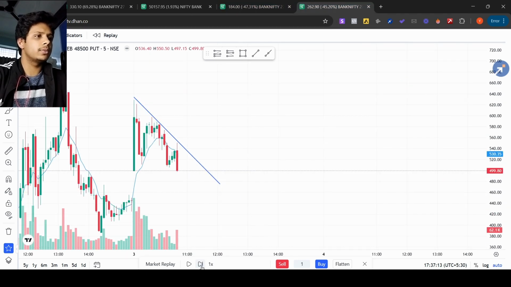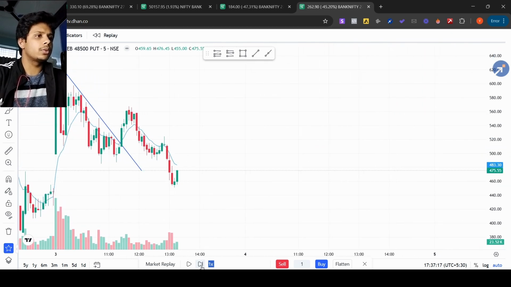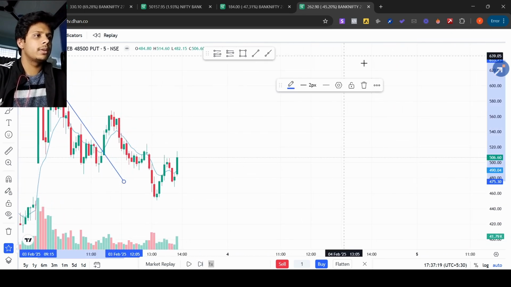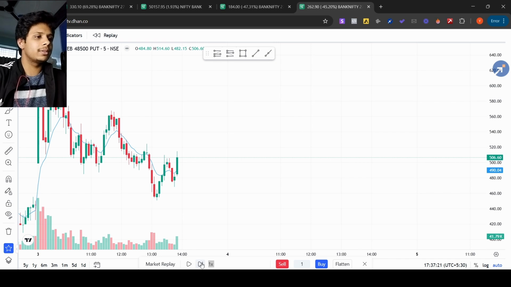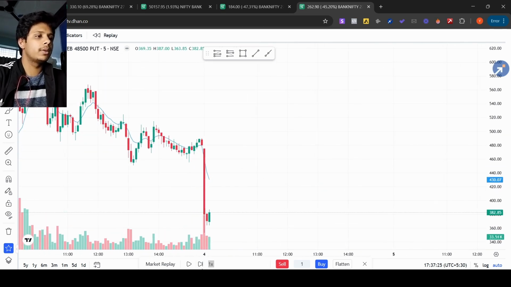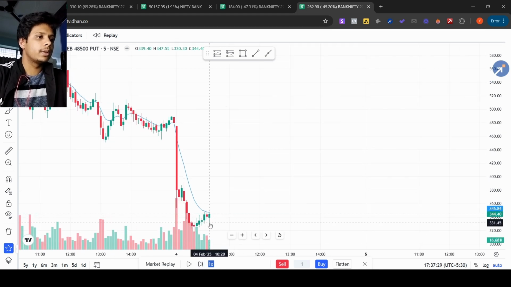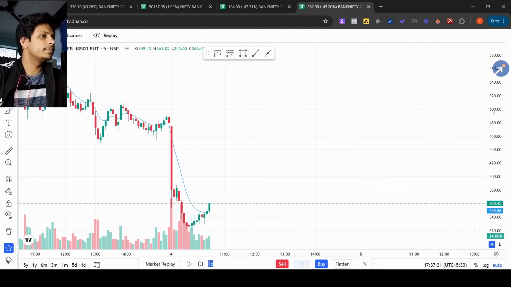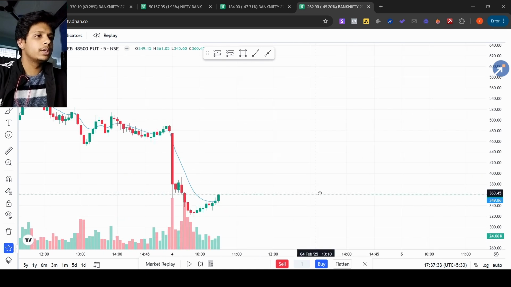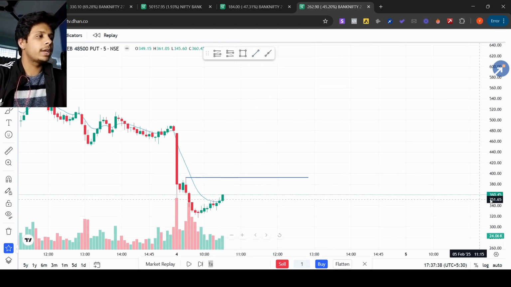We are trading for the 4th of Feb. Just a second, this is the previous day chart. Okay, now we are on the 4th of Feb. Yep. So here, this has to be my actual TP.